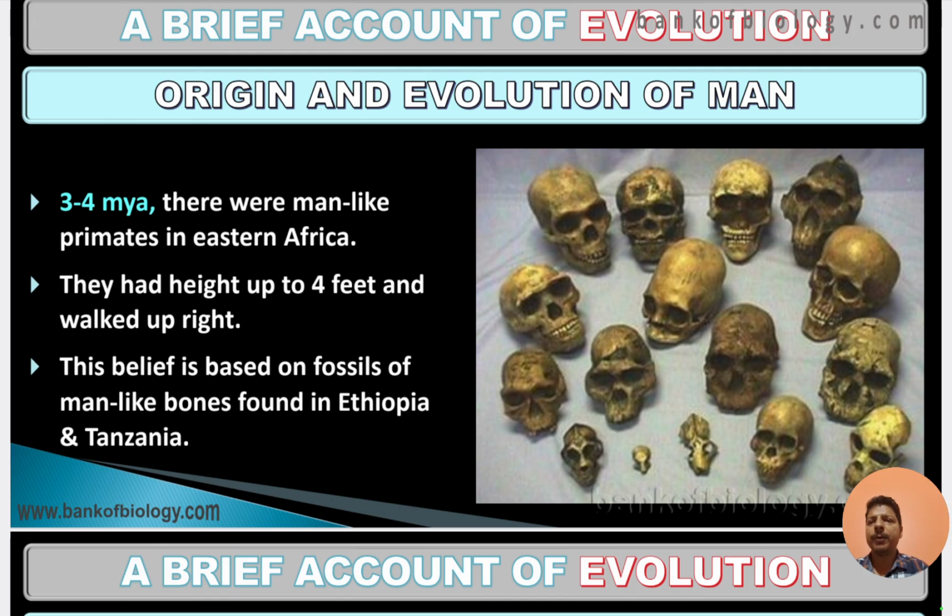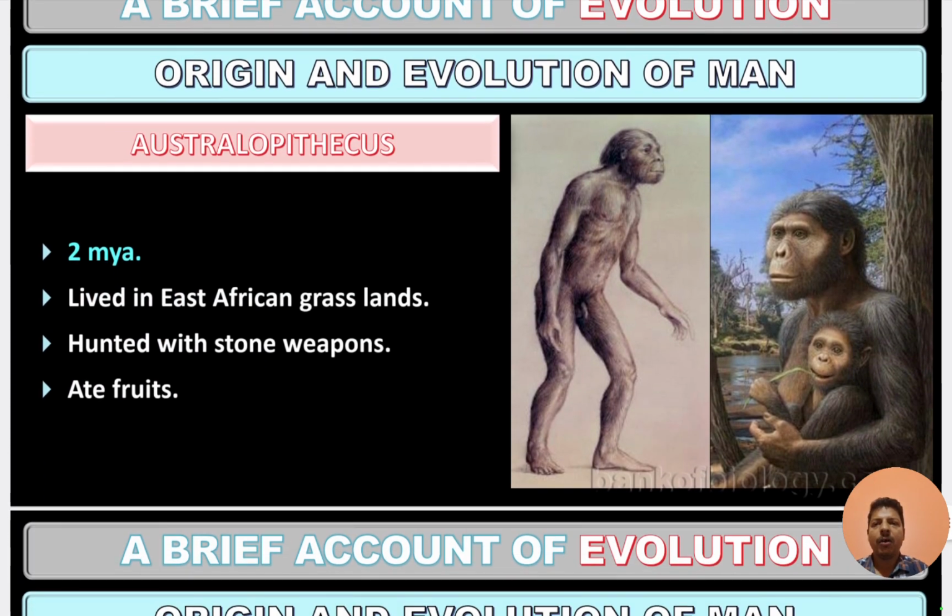Then 3 to 4 million years ago, there were man-like primates in Eastern Africa. They had height up to 4 feet and walked upright. This belief is based on fossils of man-like bones found in Ethiopia and Tanzania. Australopithecus, 2 million years ago, lived in East African grasslands, hunted with stone weapons and ate fruit.